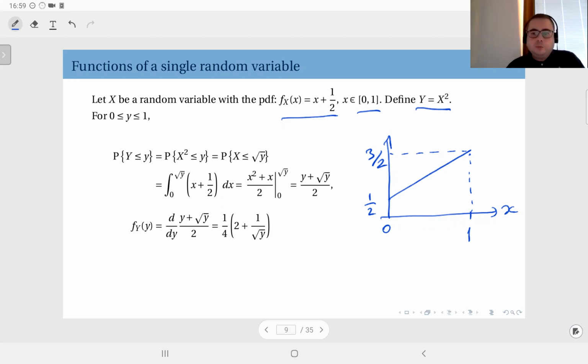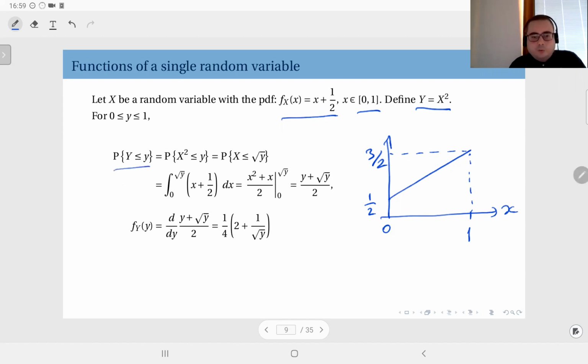So determining the domains is quite important when you deal with functions of random variables. What values can x take, and depending on that, what values y can take. That's important. And here, again, let's apply the general approach.